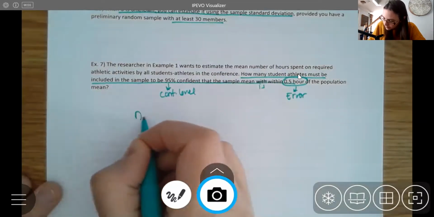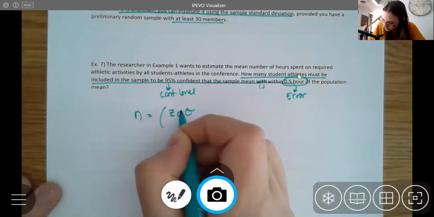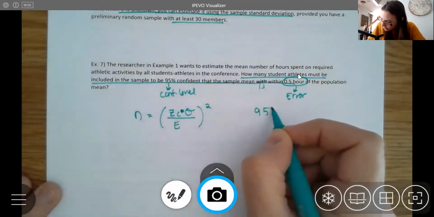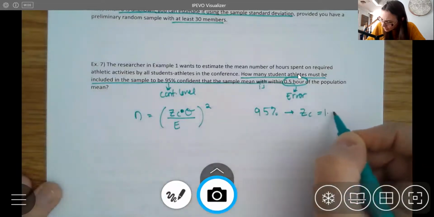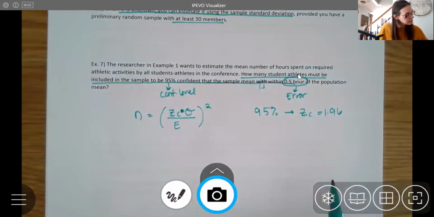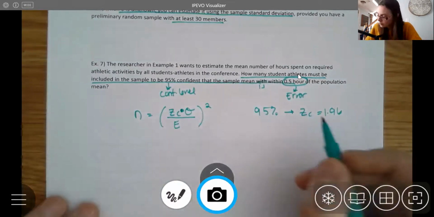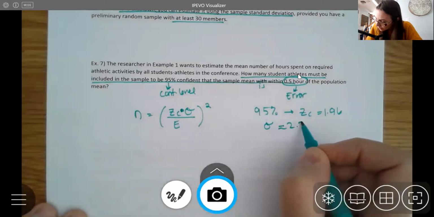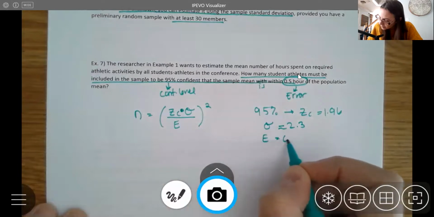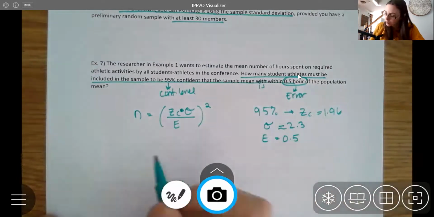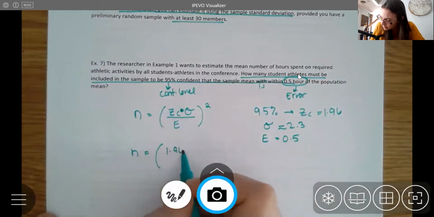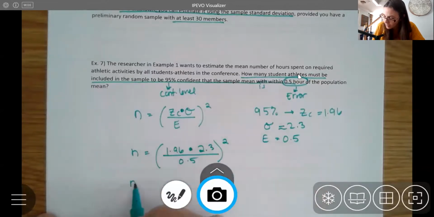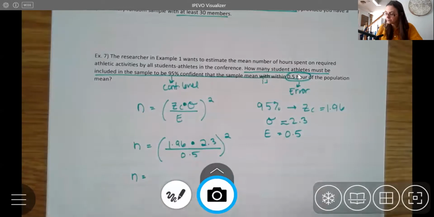So I'm using this formula. Now we're doing that 95%, so I know my Z is going to be 1.96. From before, we saw that the sigma was about 2.3. Okay. And again, here he's telling us he wants his error to be half an hour. So what we get is 1.96 times 2.3, and that's all divided by 0.5, and then the whole thing is squared. So you just want to be careful here.